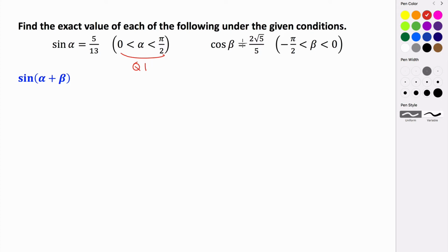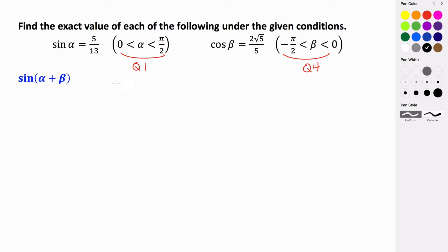And we're told that the cosine of beta is 2 rad 5 over 5, and that beta is between negative pi over 2 and 0. So that's going to put beta in quadrant 4. We don't know what the measures are for alpha and beta, and so we're going to need to draw reference triangles in order to do this problem. So let's start by drawing our triangles.